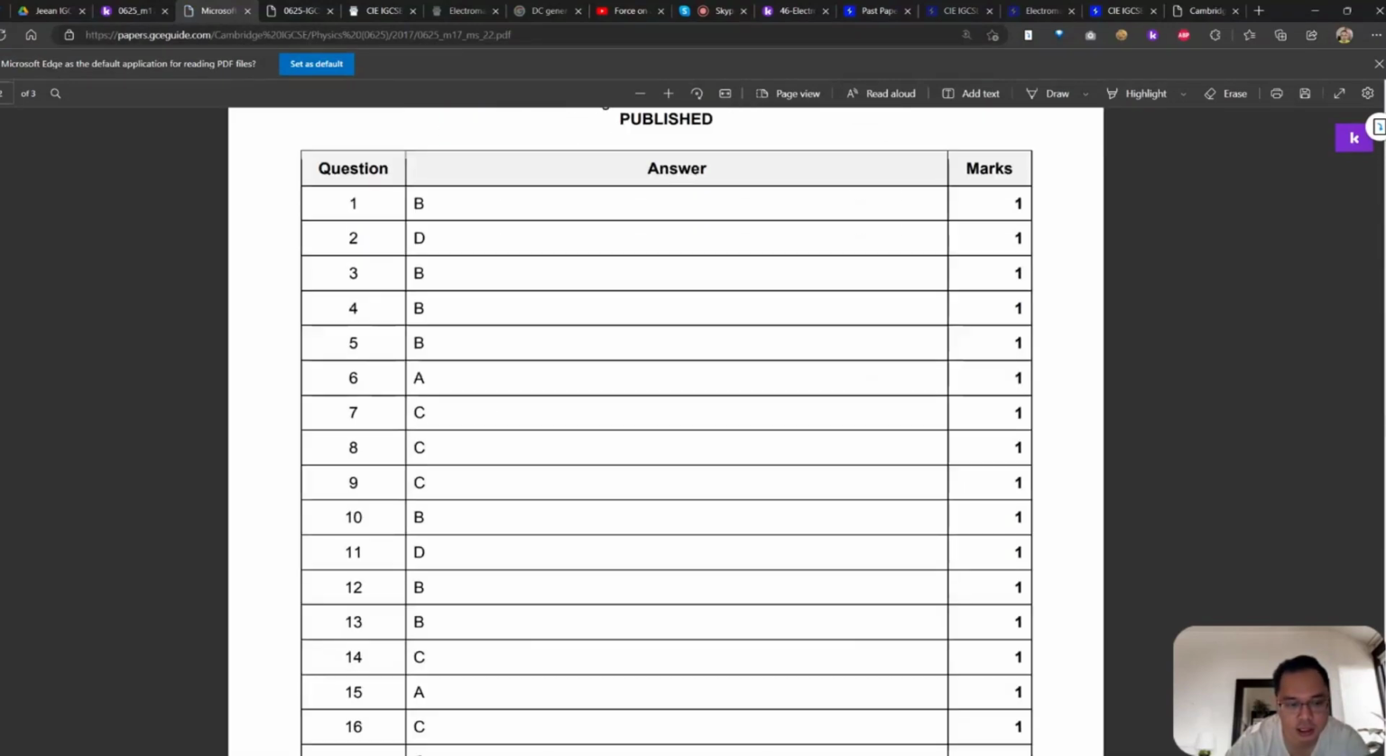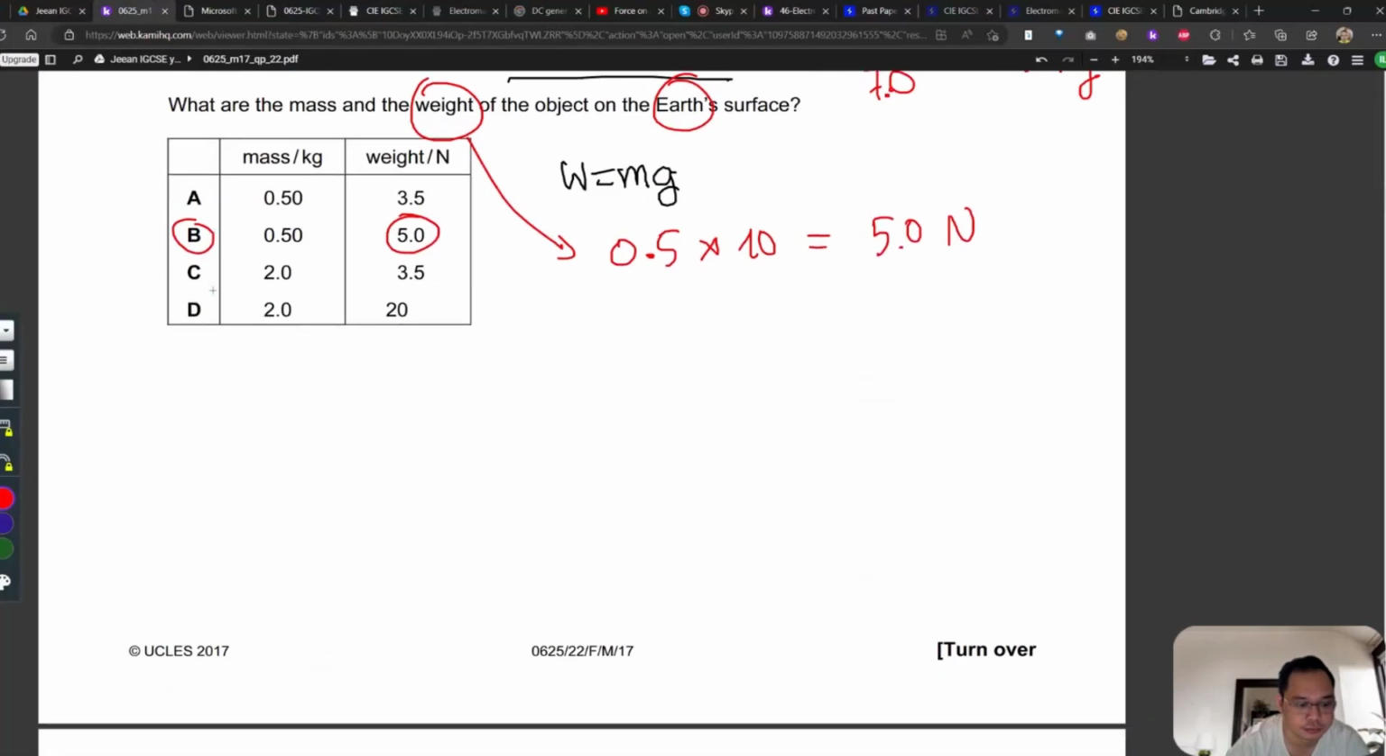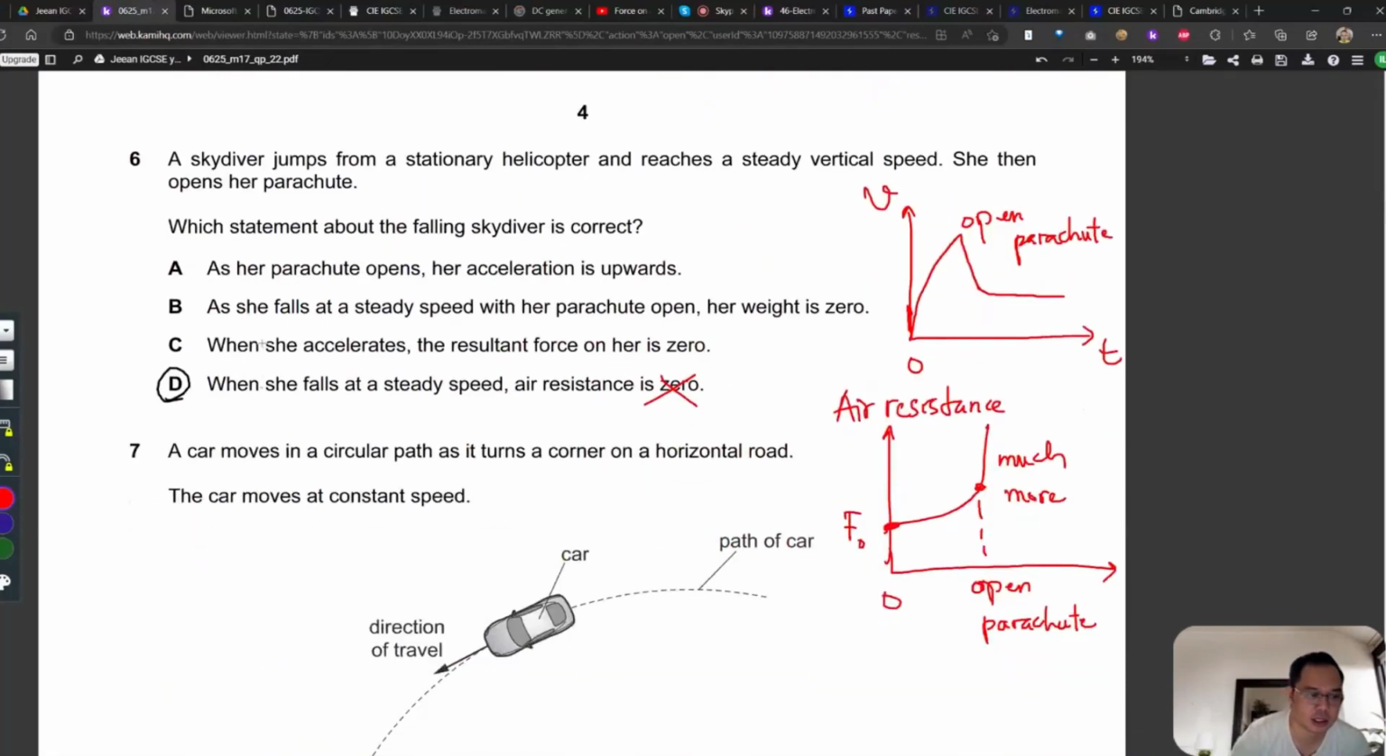Question 6, answer A. As the parachute opens, acceleration is upwards. Definitely, because when the parachute is open, the air resistance is a lot greater than the weight, and it will make her speed slow down. So the acceleration is upward, in the same direction as the air resistance.